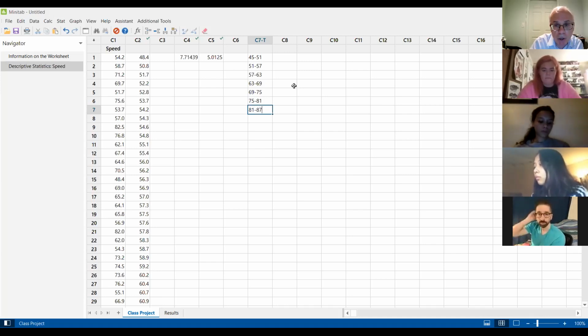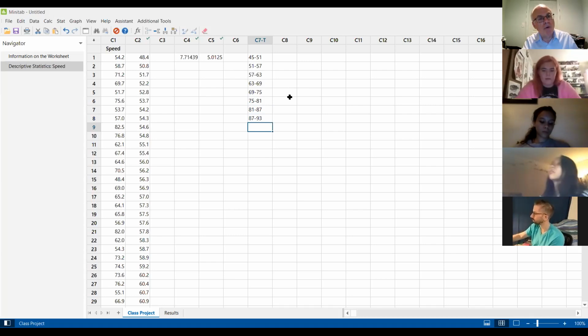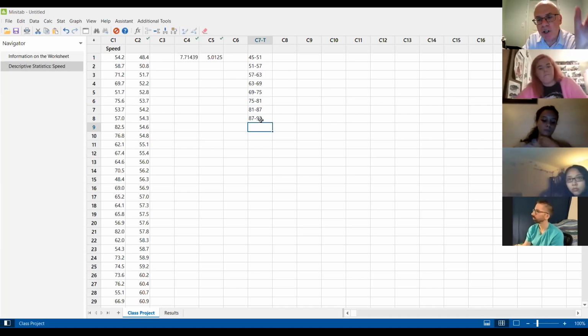That's still smaller than the largest number, right? And now 87 to 93. Notice that that'll work, right? Because the smallest value will be in the first one, and the largest value will be in the last one, and I have all 8 classes. So you have to fiddle with it a little bit. You see what I'm talking about? You just come up with a value that's less than the smallest value so that you end up with the smallest value in class 1 and the largest value in the very last class that you picked.